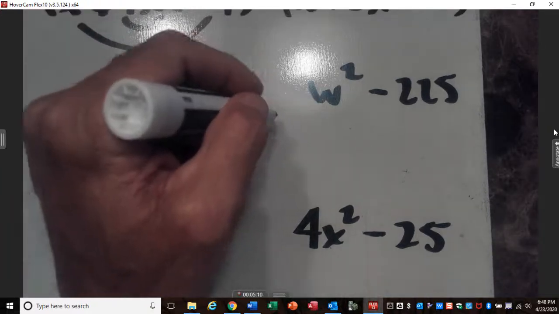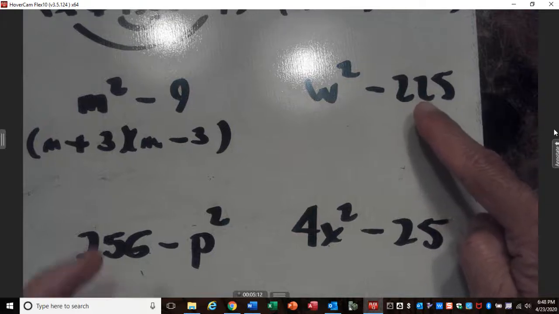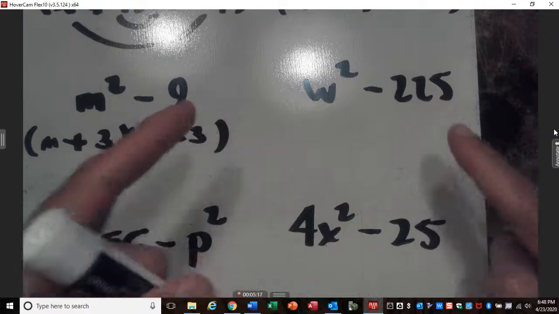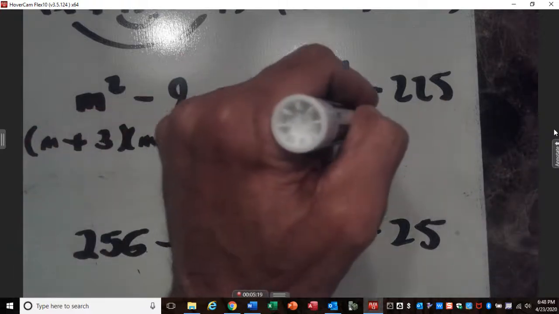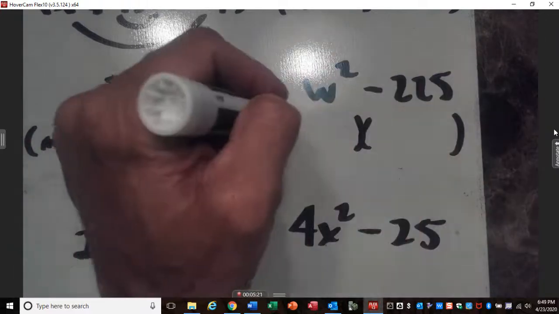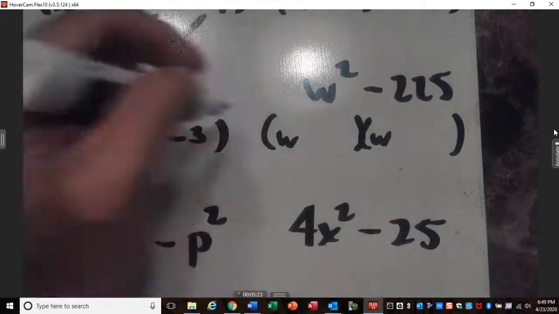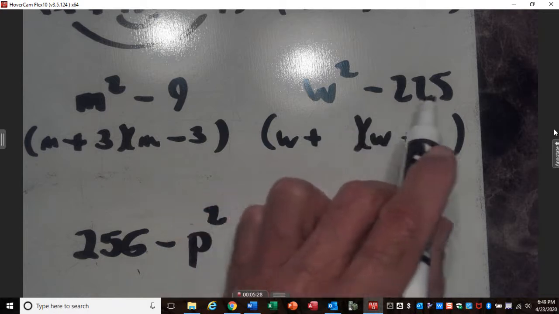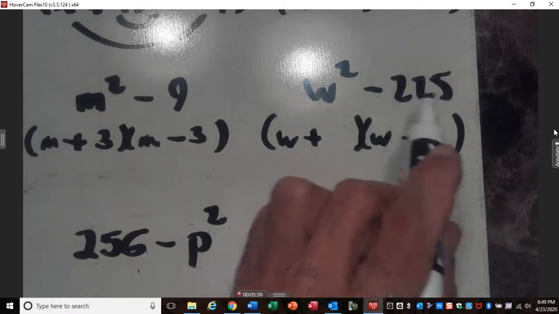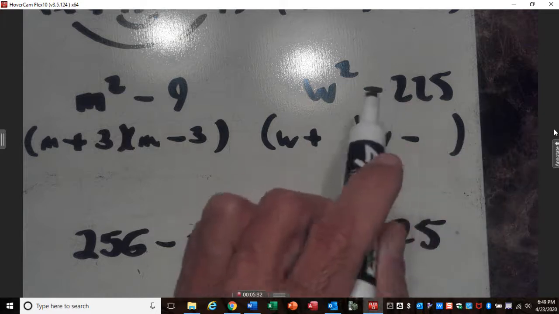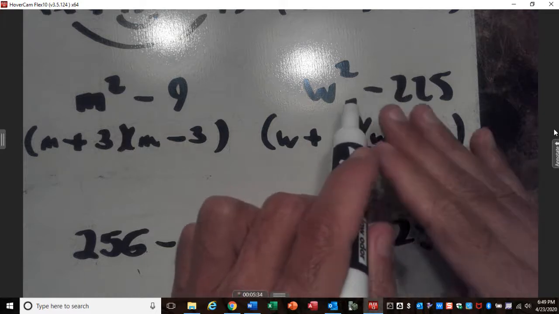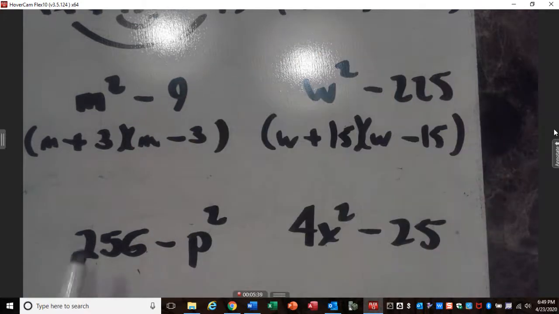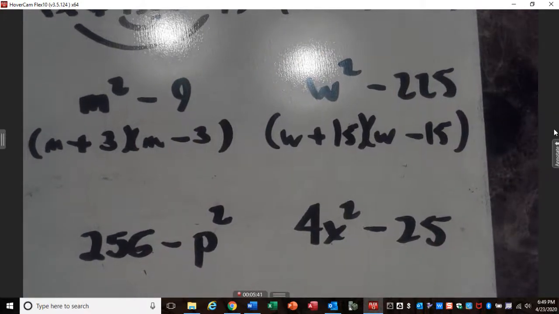W squared minus 225. By the way, if these numbers here were not perfect squares, there's other ways you could factor these, and there's other ways you can get those two solutions. We'll talk about that later on. Okay, so W and W, plus and minus, the square root of 225. Remember, don't think of it as the square root of negative 225. I don't want you to come back and say, oh, you can't take the square root of a negative number. We're not talking about the sign here, just the number. So the square root of 225 is 15, so 15 and 15. And we're done.